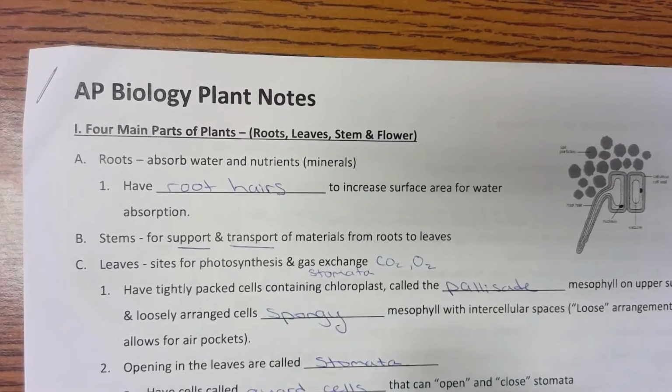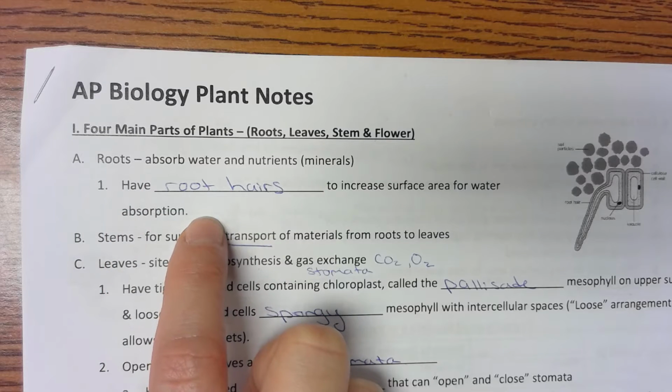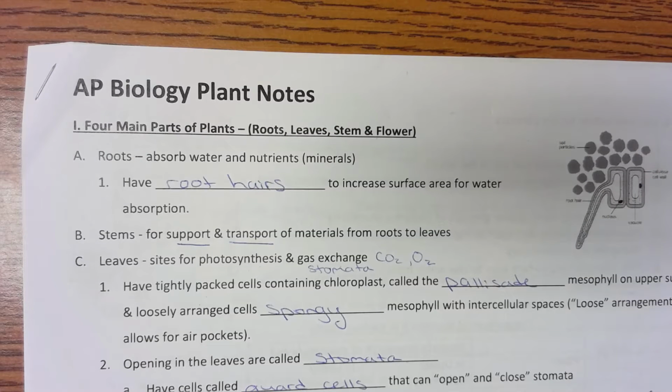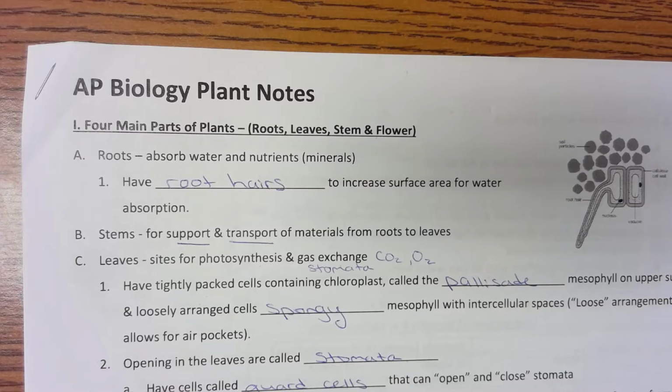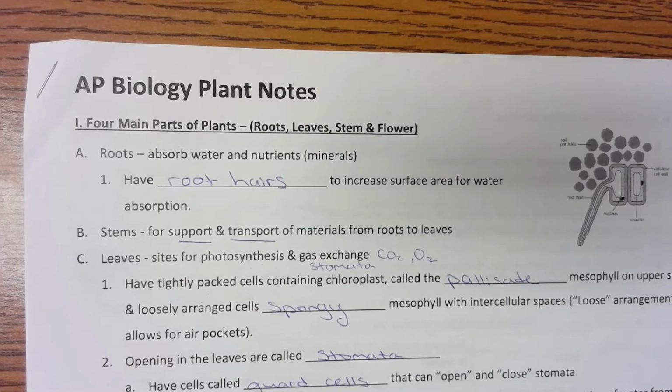So, you know that roots absorb water. Roots actually have root hairs to increase the surface area for water absorption. That seems to be something that they're obsessed with, is surface area. They always bring it up. How do plants use surface area to increase absorption of something? How do animals? So that's one way plants do, is the root hairs.